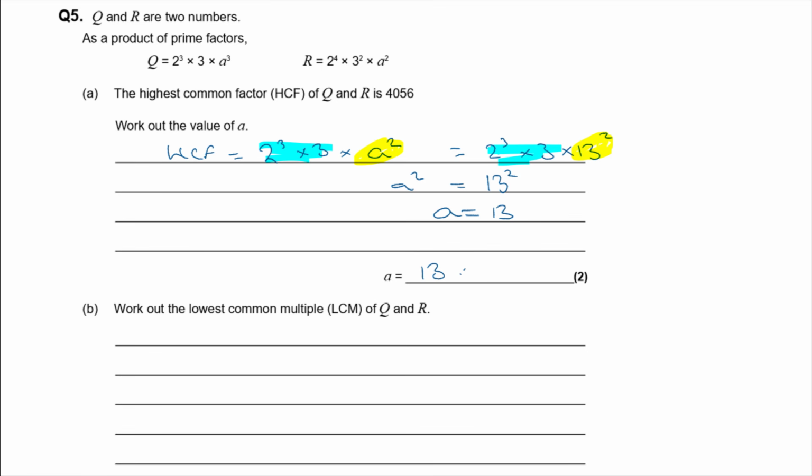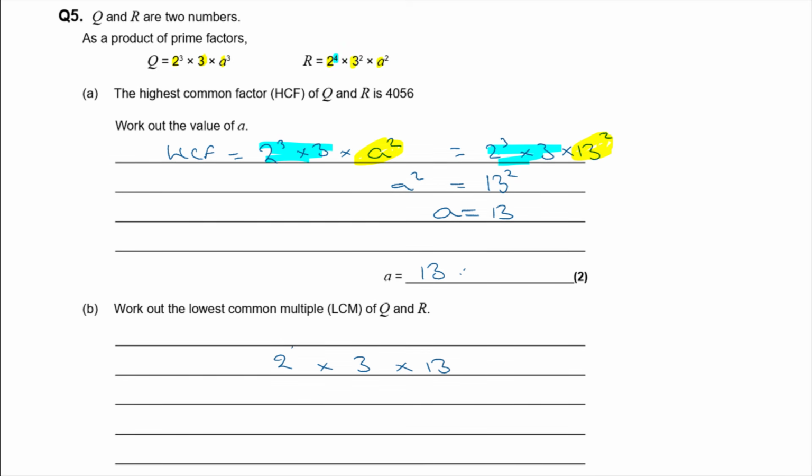Okay, so then again, I'm just going to pick out every base that appears to the highest power. So I've got a 2 appearing, I've got a 3 appearing, and I've got an a appearing, which I now know is 13. So that's going to be 2 times 3 times 13.